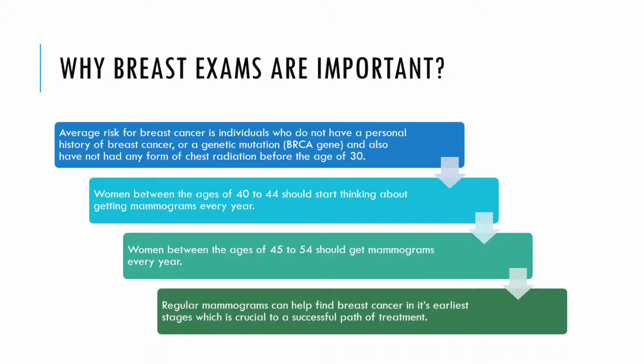Individuals who are at average risk for breast cancer are people who do not have a personal history of breast cancer in their family, do not carry any genetic mutation, specifically the BRCA gene, and who also have not endured any form of chest radiation before the age of 30. Women within the age range of 40 to 80 are in the interval of individuals who are at high risk for developing breast cancer. Women between the ages of 40 to 44 should start getting mammograms every year. Women between the ages of 45 to 54 is highly recommended to get mammograms every year. Regular mammograms can help find breast cancer in its early stages, which is crucial to a successful path of treatment.